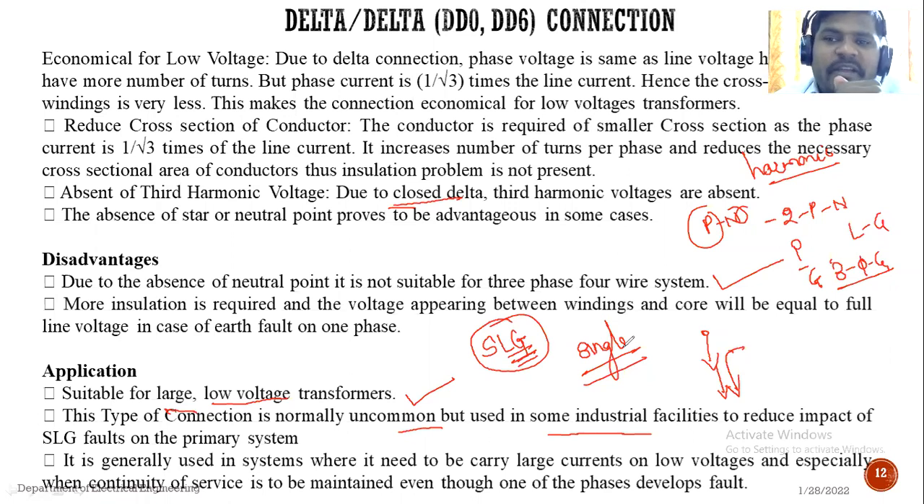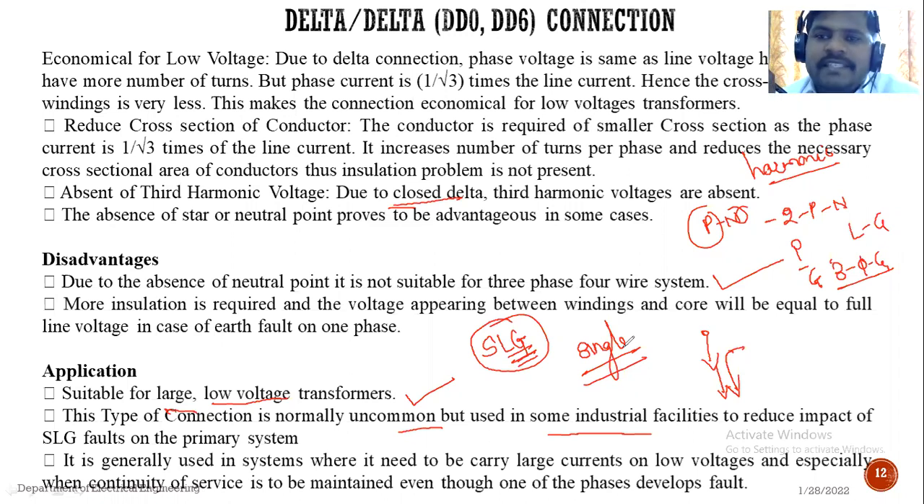If an SLG fault occurs on the primary side, there is a huge loss to the industry. So to avoid that economic loss, and to protect the quality of product, we are using these types of connection. Now it is generally used in systems where it is needed to carry large current on low voltage, and especially when the continuity of service is to be maintained even though one of the phases develops a fault.